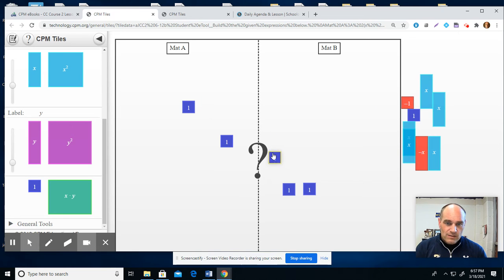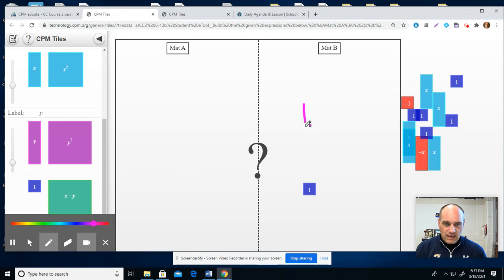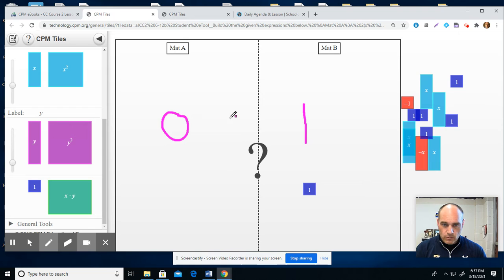I've got some ones on both sides, positive ones, so I can take them off. And then I have another set of positive ones, and so I can take those off. So on this side, this is worth positive 1. I have nothing over here, so that's like 0. So my inequality symbol would look like this. Mat B is larger than mat A, so 0 is less than 1. So I can use this inequality symbol. So we're just practicing how to take things off of our mat once again.